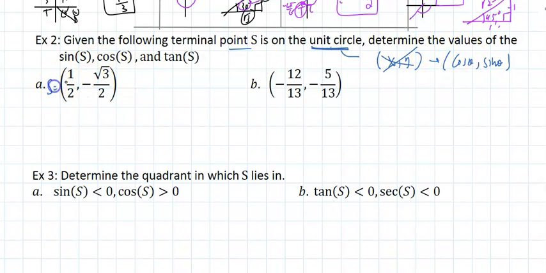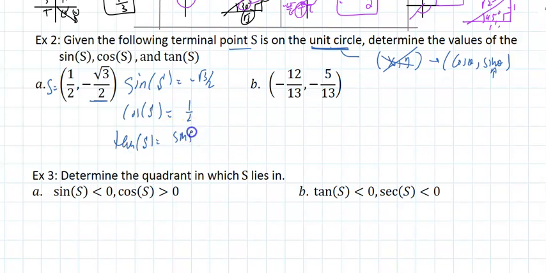So if this is S, the sine of S, the cosine of S, well, sine of S is automatically the y, and it's right there. Cosine is the x, and tangent, isn't that sine of S over cosine of S? Well, sine is negative radical 3 over 2, and cosine is 1/2. The 2's cancel out, and what are you left with? Negative radical 3.